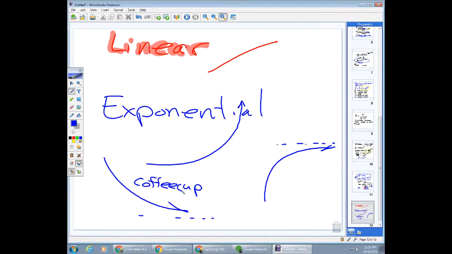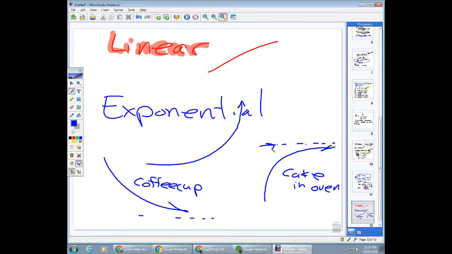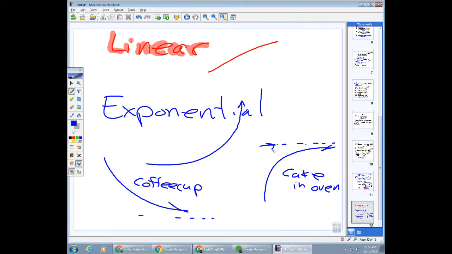Oops, coffee cup. This one right here could be like a cake in the oven. The oven's at some temperature, and if you throw something in the oven, it's not going to be as hot as the oven at first, but it's going to start warming up. The hottest it can get is the oven temperature. Usually we pull the cake out before it gets to the oven temperature because otherwise it would be burnt. But yeah, so that is the logistic growth, and that's a combination.